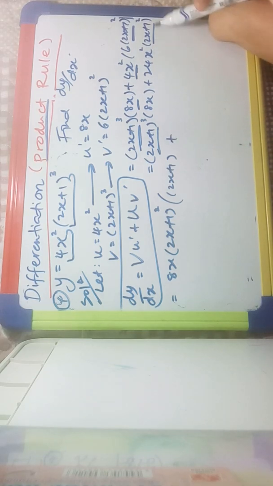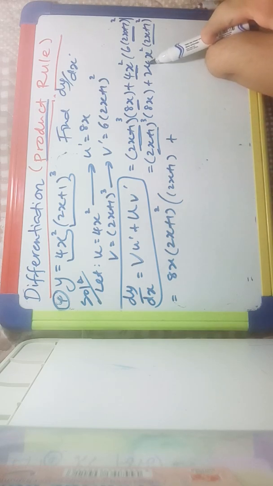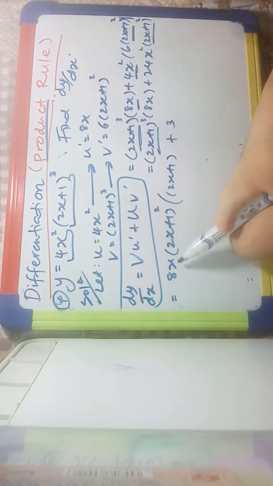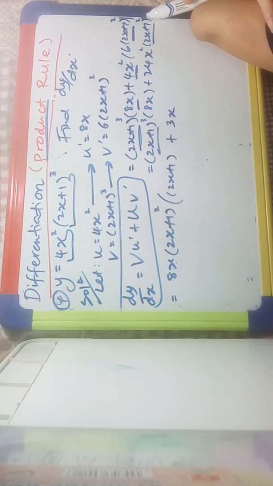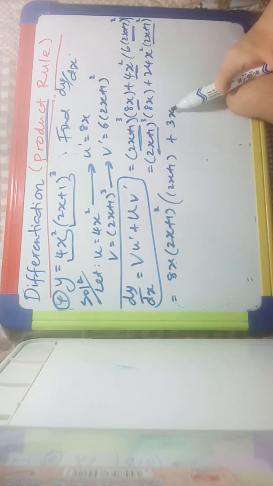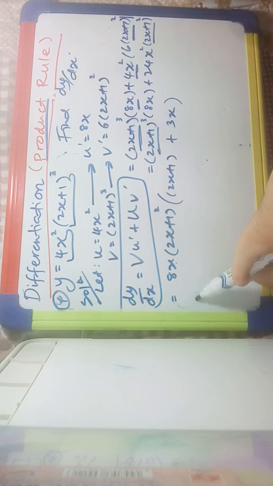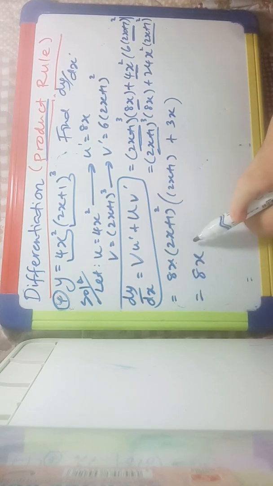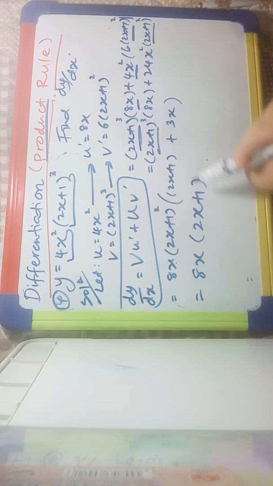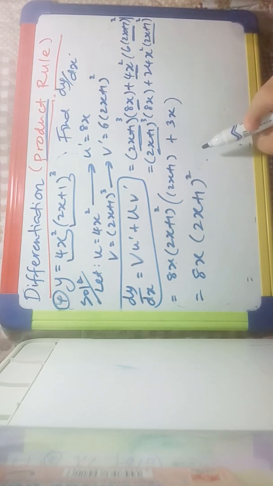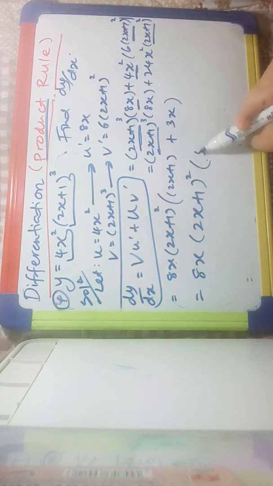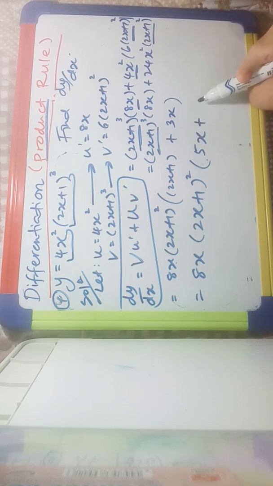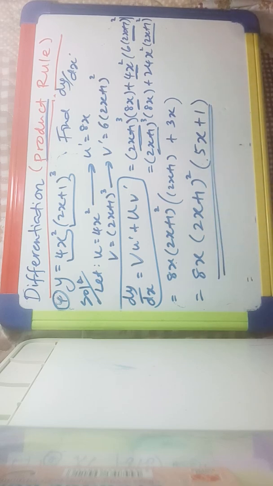Plus. Okay, now this second part. 8. How to get 24? Times 3. x. How to get x square? Times x. 2x plus 1 square, 2x plus 1 square. Already there, so no need. Okay, then open the bracket. So 8x in bracket 2x plus 1 square. Okay, open the bracket over here, simplify. You will get, this is 2x, this is 3x, which is 5x plus 1. So this is our final answer.